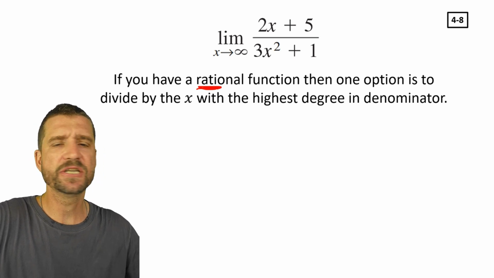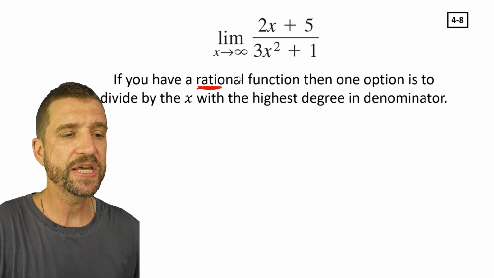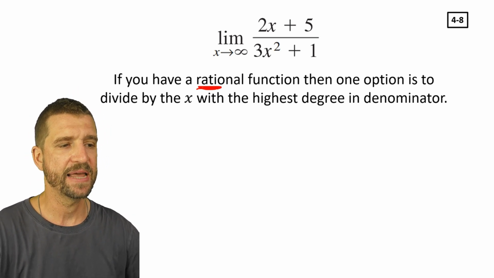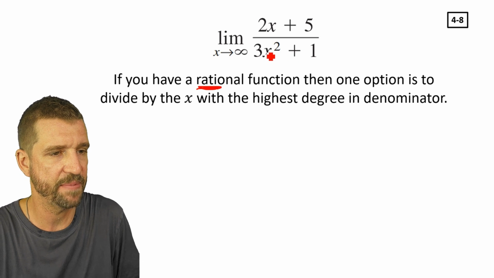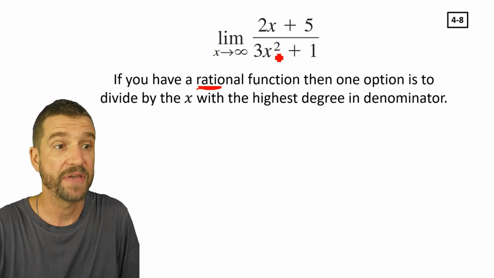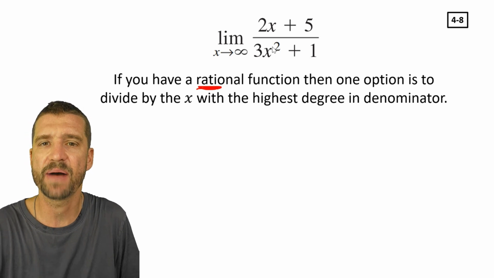So how do we solve a polynomial? If we're going to infinity, what we can do is divide by the highest degree in the denominator. You look here, the denominator is 3x squared plus 1. The highest degree is 2. So we can divide everything by x squared.